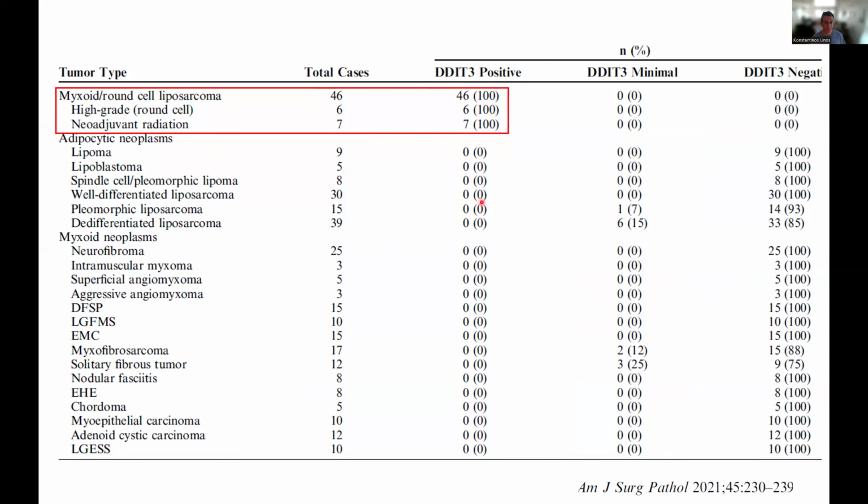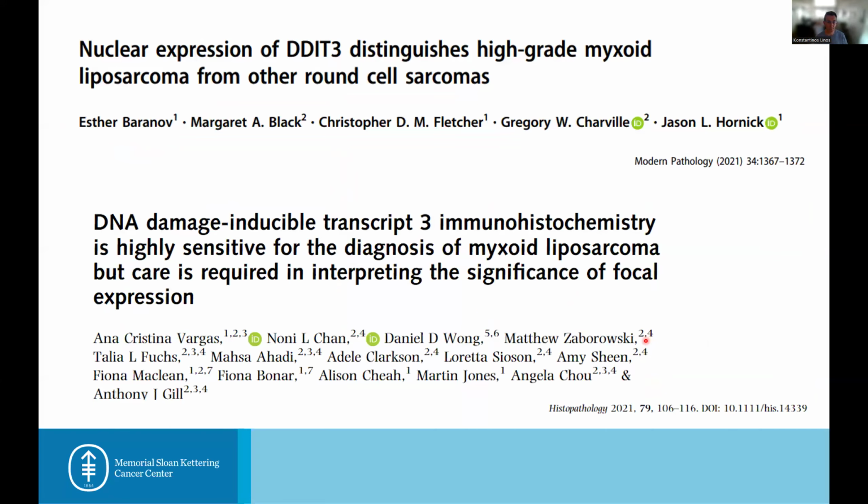So in the major study, the antibody had 100% sensitivity, even in cases with high-grade component or neoadjuvant radiation. And in other cases that were conceivably in the differential, the DDIT3 was focal, minimal, not the diffuse strong positivity that you usually see in myxoid liposarcoma.